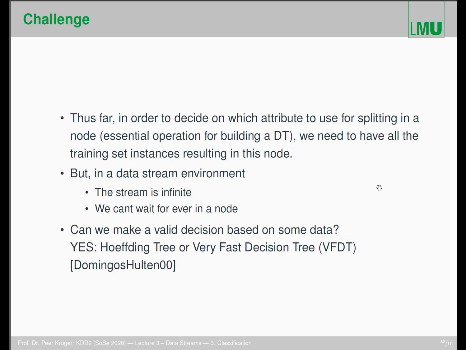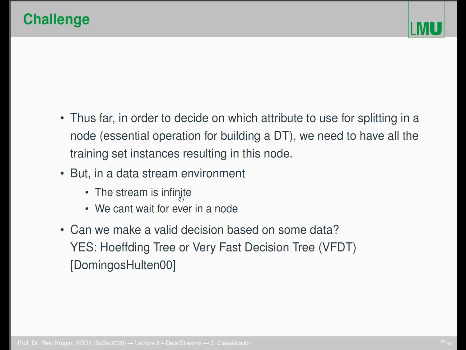So obviously the problem is that in order to decide which attribute to use for the splitting in a particular node, we need to have all the training instances resulting in this node. And we do that recursively, so we do that probably a lot of times, and this is obviously the essential operation for building the decision tree. And we talked about that before.